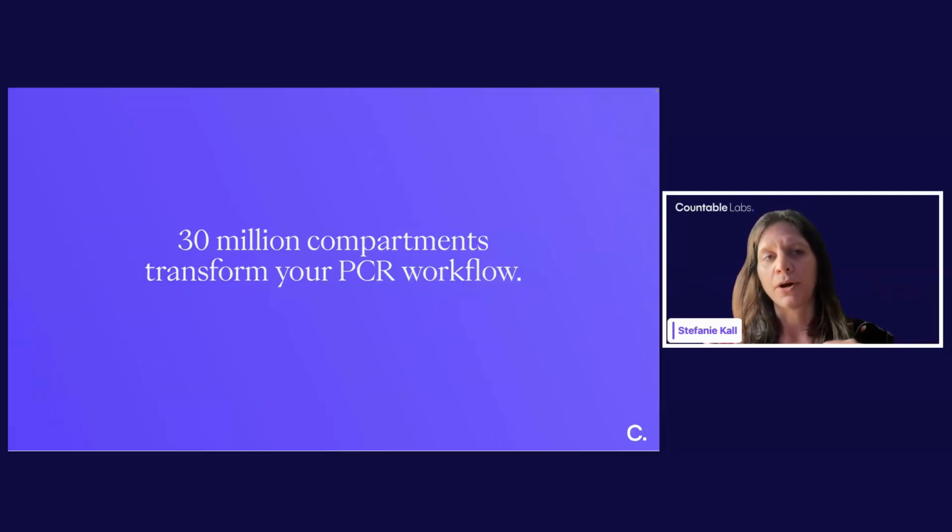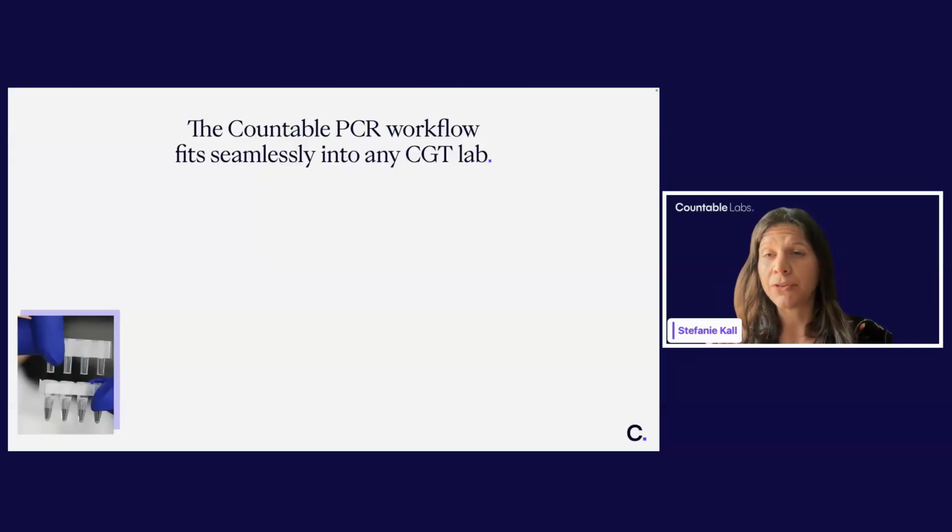The key crux to why Countable PCR is so much more powerful than what other tools offer is that it allows you to make 30 million compartments. We use the term compartments rather than partitions, but if you are familiar with digital PCR, it's similar in nature to a partition, but we call them compartments because we're really locking down and truly isolating single molecule targets for amplification.